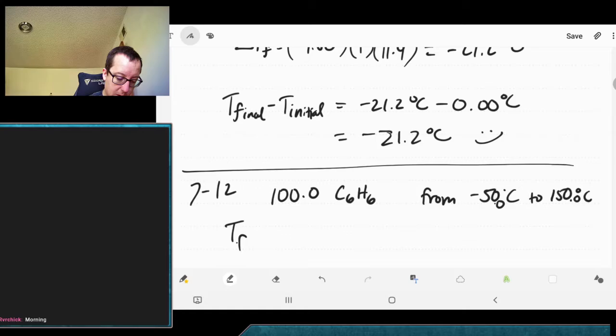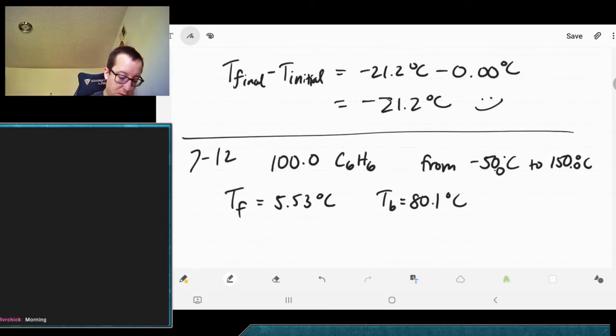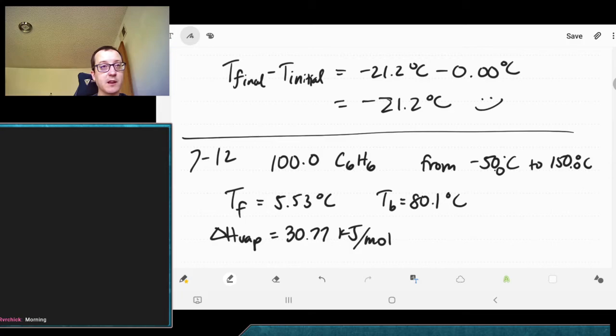We have the freezing point or melting point is 5.53. The boiling point is 80.1 degrees Celsius. Enthalpy of vaporization, that's delta H vap, is 30.77 kilojoules per mole. There's a lot of constants here because this information is being used for like 6 questions, so that's why there's so many. Enthalpy of fusion is given as 9.9 kilojoules per mole.